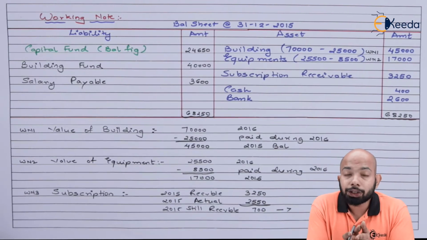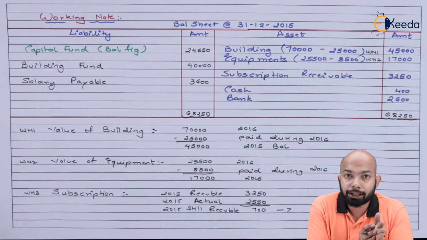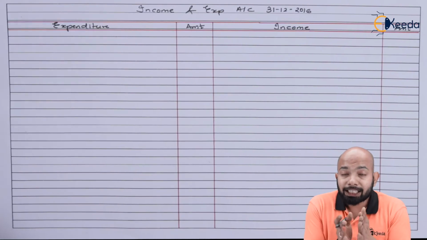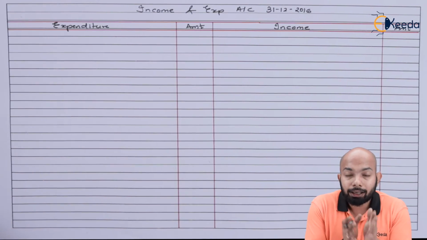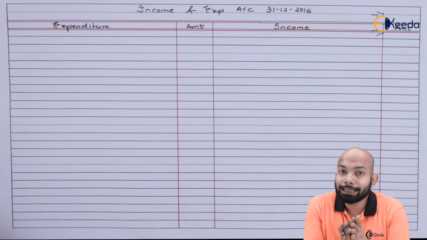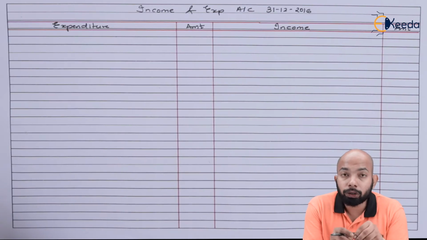So with this calculation, now we'll go ahead and prepare the income and expenditure account first, and after that we'll go ahead with the balance sheet items. So we have the income and expenditure account for 31st of December 2016. Now we'll start with the income part first. So in this income and expenditure account, all the incomes that are supposed to be received, or rather received only for the year 2016, will be mentioned here.